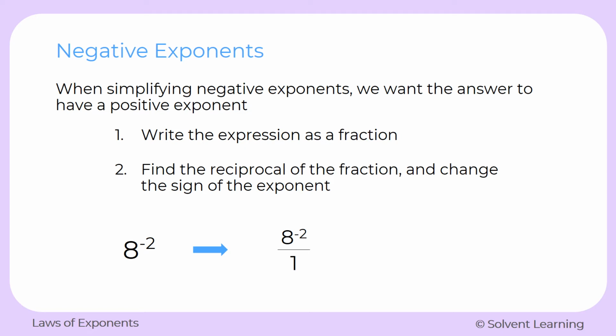So let's see what that looks like all together. Here we go. We have 1 over 8 squared. Notice that the fraction is flipped and the sign of our exponent changed from negative 2 to positive 2. So remember, it's important that you not only flip that fraction, but you also change the sign of that exponent.